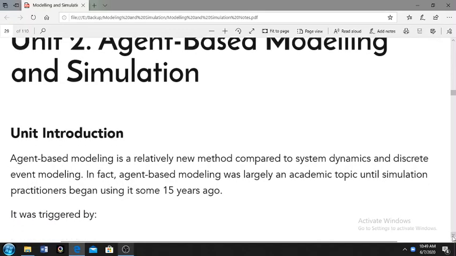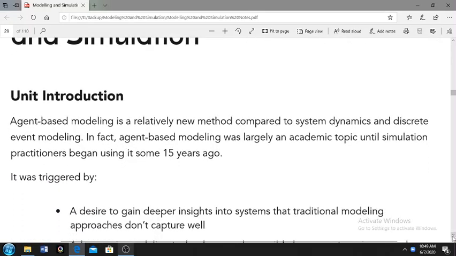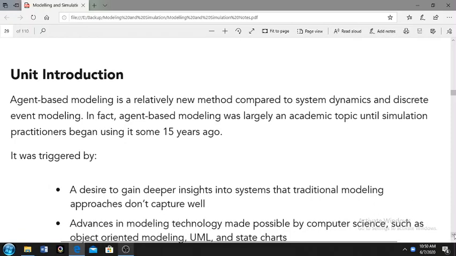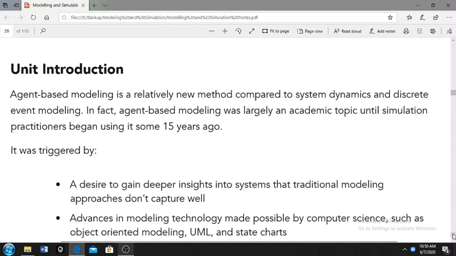Compared to the other two methods, agent-based modeling is recent, the oldest being system dynamics. Now, let's introduce agent-based modeling. It is a relatively new method compared to system dynamics and discrete event modeling.